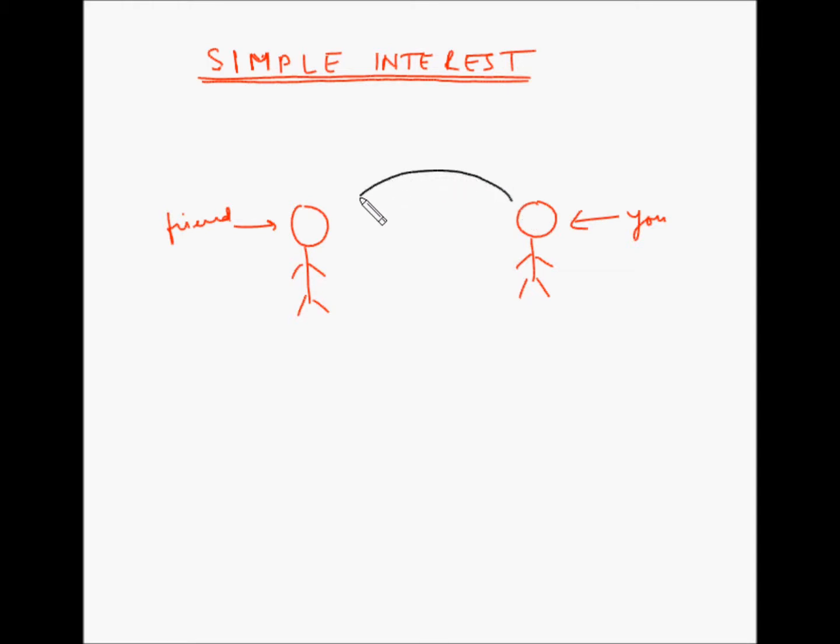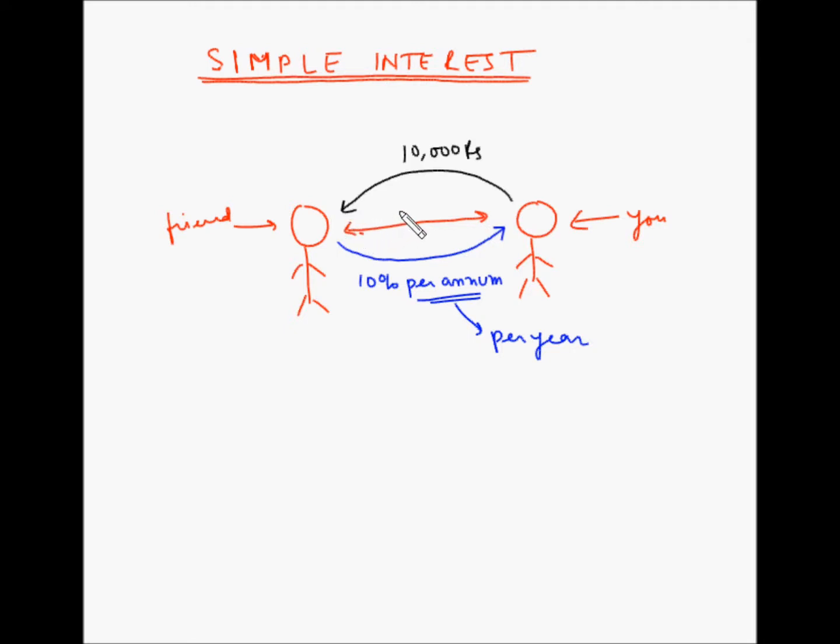So you give your friend 10,000 rupees and your friend is going to give you back 10% per annum. So here per annum means per year. Then again you ask your friend how long do you need this money for? And your friend replies that I need this money for 2 years. So this transaction is for 2 years. So after 2 years, your friend is going to return you 10,000 rupees plus the interest.